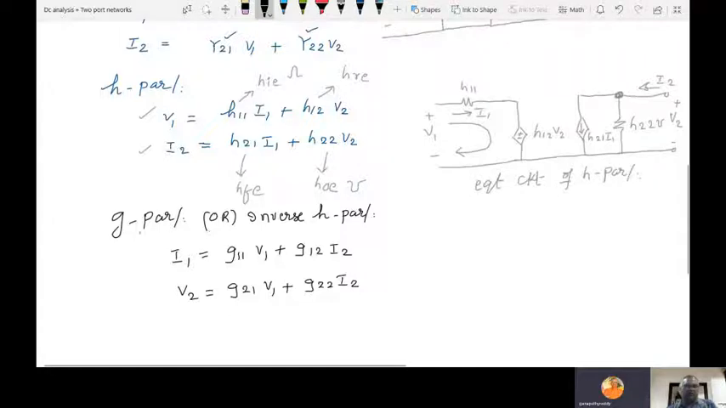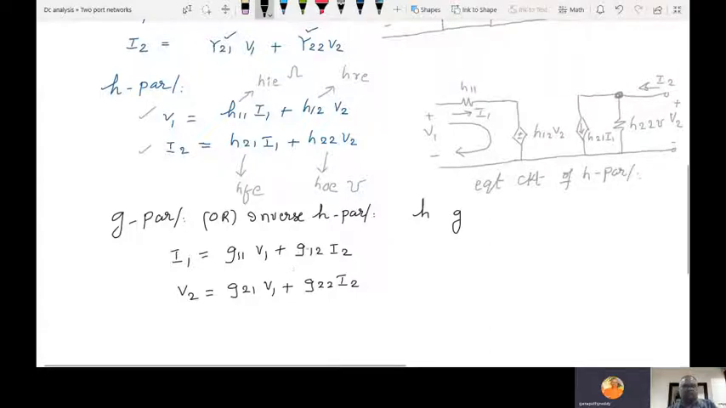Why is inverse H indicated with G? The letter H we write like this. What is the inverse of H? This tail will come down, so the letter G looks like the inverse of H. That's the reason the letter G is used for inverse hybrid parameters.